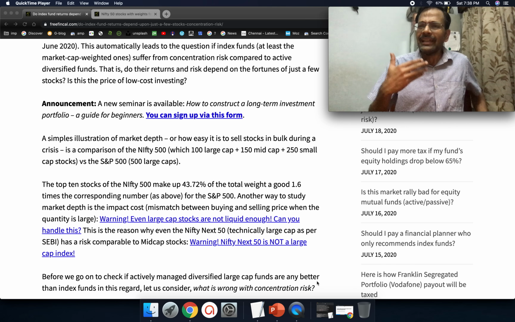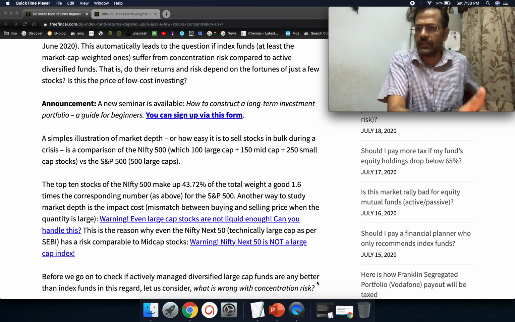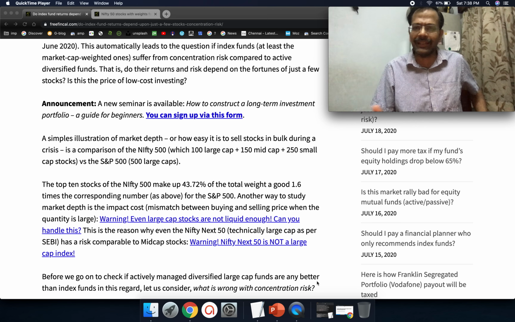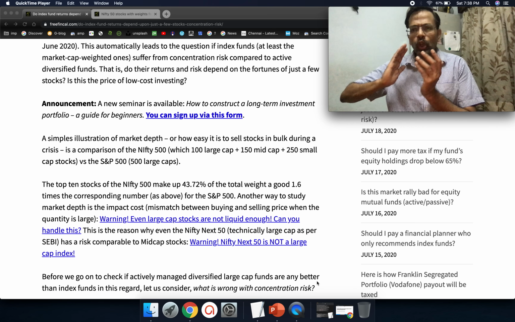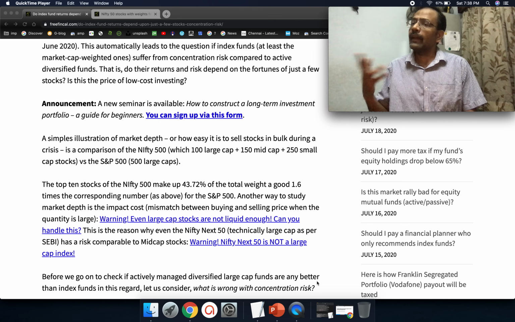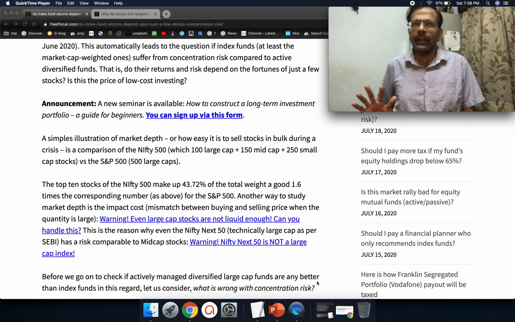So the question is, this is definitely a concentration risk where the returns are governed by just a few stocks. If those stocks get into some kind of fraud or insider trading or some kind of problems, then those stocks will fall by a big amount, and then the index will be in trouble. The index investors will be in trouble. That's a fact. There's no denying that. But the question is, what is the alternative?